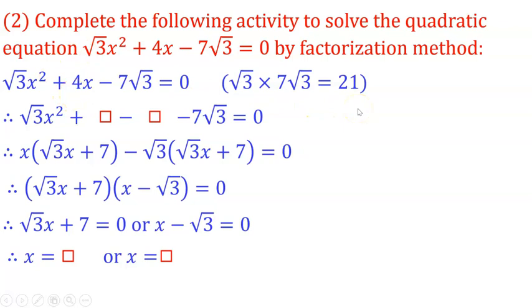Then what are the two numbers? The numbers are 7x minus 3x.